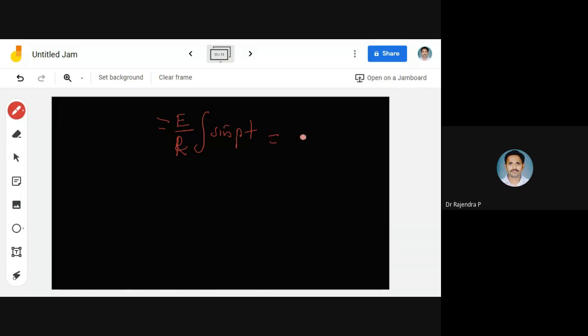So what is the answer for this? Minus E by R cos Pt by P. What is P here? P is root of 1 by LC, right? P square means 1 by LC, so we can take it if required. Anyway, for the time being, we'll keep this particular integral in this form.